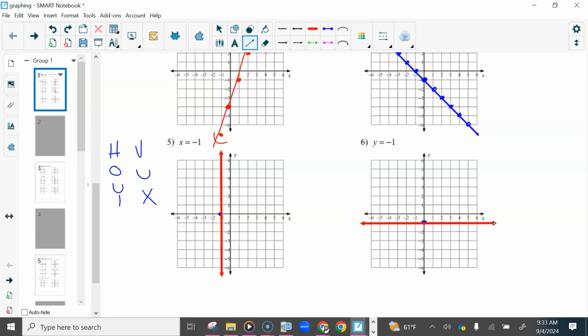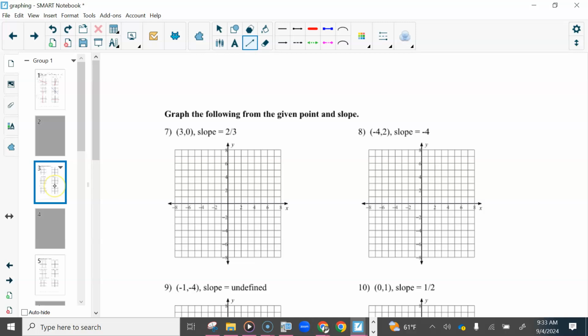In these examples, we are now given the slope and we're given a point. So what's going to happen is we're going to start at the point and use our slope to keep graphing. For number 7, we're going to start at the point 3, 0, which happens to be an intercept, the x-intercept. So we're going to plot that point at 3, 0, and then use my slope through that point. From that point, I'm going to go up 2 to the right 3 as many times as I can.